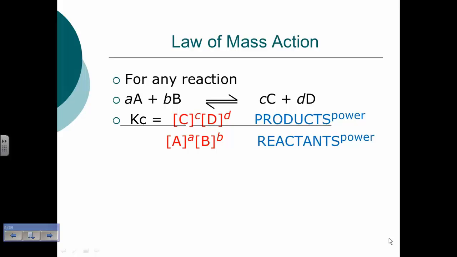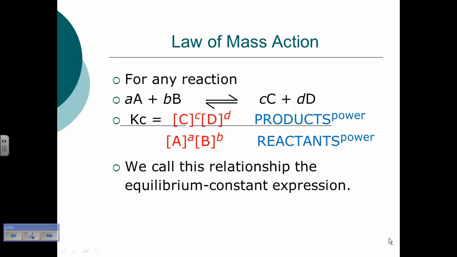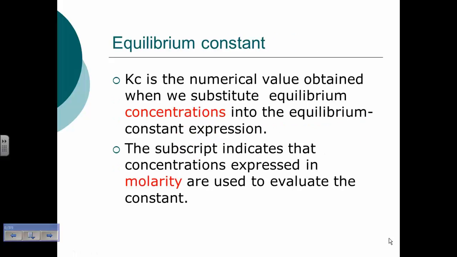Products over reactants, coefficients become the power with which we raise them, and we get this expression called the equilibrium expression. So we call this relationship of products over reactants the equilibrium constant expression. Products over reactants. If I say it enough, hopefully it sticks.